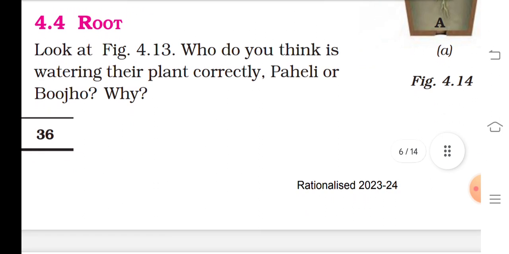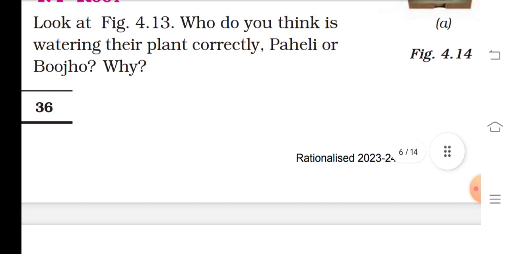Root. Look at figure 4.30. What do you think is watering the plant correctly? Paheli and Boojho, why?